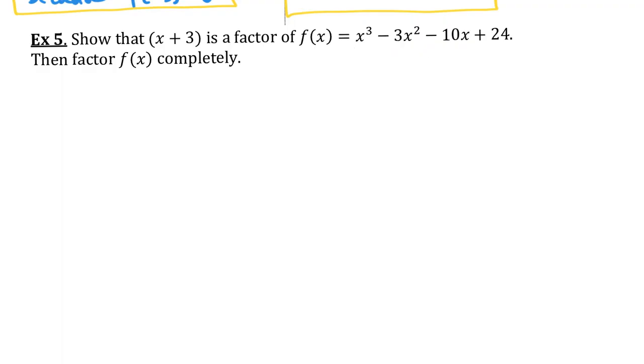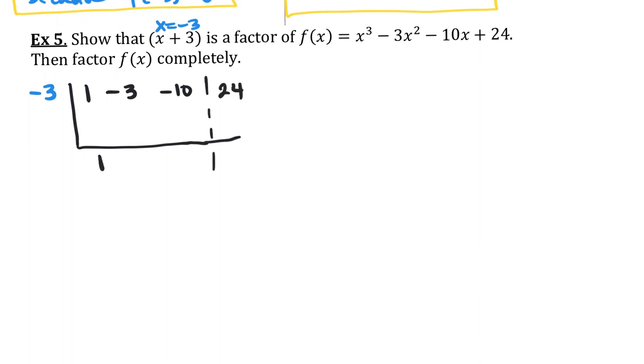So the first thing says show that x plus 3 is a factor of this function. So I'm going to plug in x equals negative 3. I'm going to do synthetic because I think it's faster when the polynomial is of this degree. So let's see, 1x cubed, negative 3x squared, negative 10, and 24. Bring down my 1. 1 times negative 3, negative 3. Negative 3 plus negative 6, negative 9. Negative 3 times negative 9, positive 27. Negative 10 plus 27 is 17. Negative 3 times 17, negative 51. 24 plus negative 51 is negative 27... and 0. So x plus 3 is a factor because f of negative 3 is 0, or we had a remainder of 0.